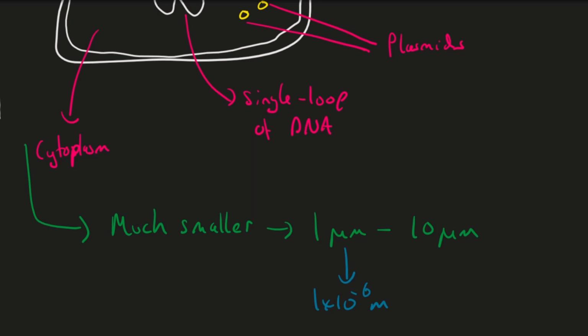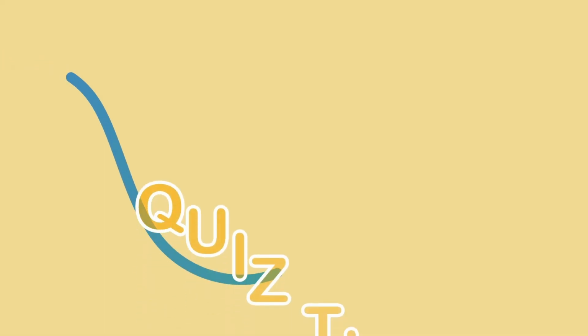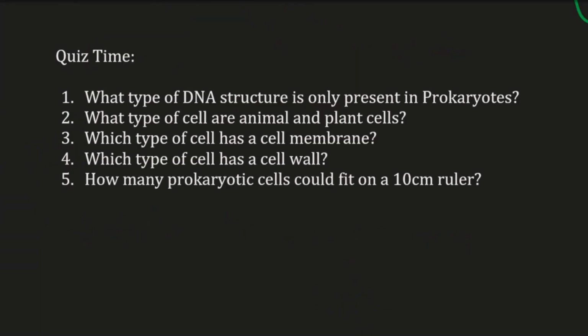So just to have an idea generally of how small a prokaryotic cell is. Okay, let's do a few questions to see what you can remember. Those are the questions. Feel free to pause the video and have a go for yourself, but let's go through the answers now. Question 1, what type of DNA structure is only present in prokaryotes? For the DNA structures, we've got the nucleus in the eukaryotic cells, but within the prokaryotic cells you have the structures called plasmids, and that's not present in eukaryotic cells.